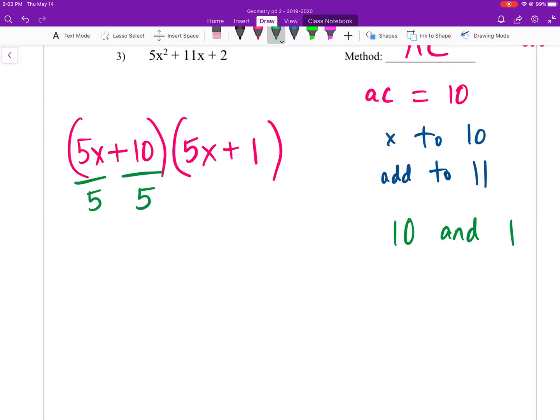Now the 5, like normal GCF factoring, does not get tossed out front. We just divide: 5x divided by 5 is x, 10 divided by 5 is 2. So we have x plus 2, and you keep that 5x plus 1.